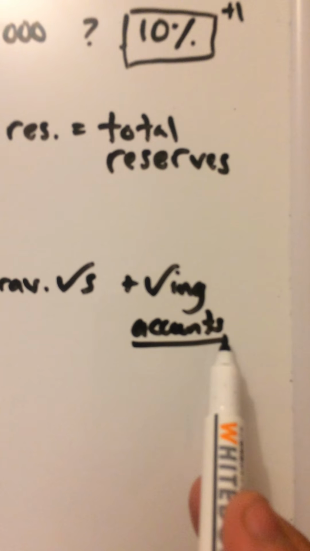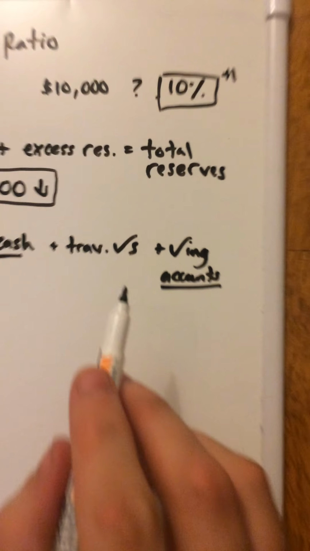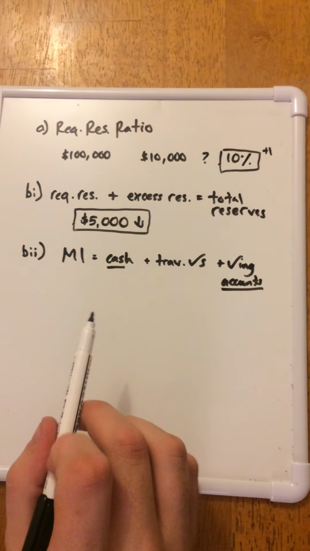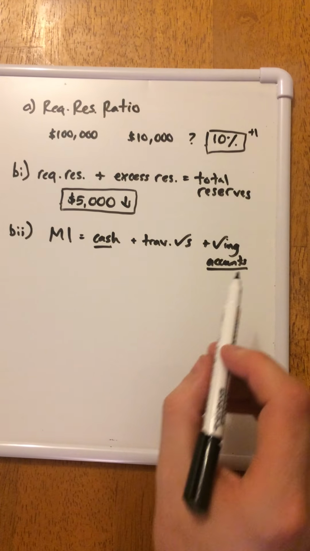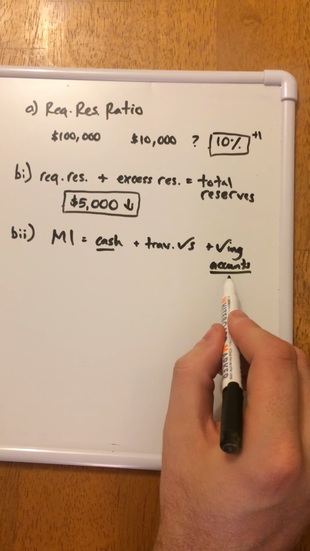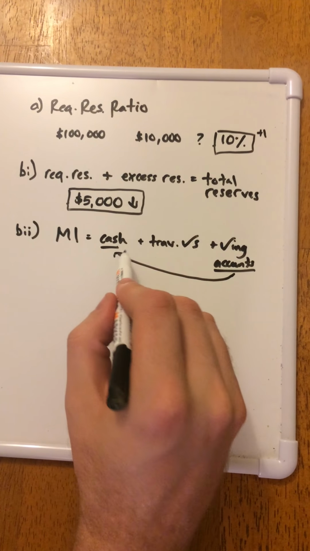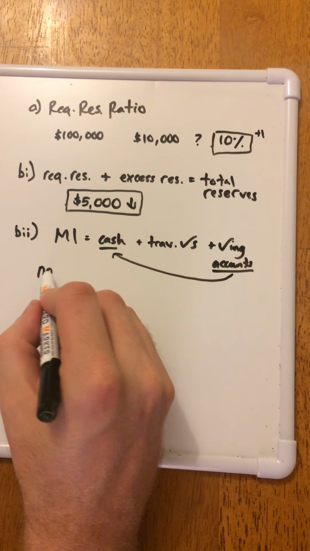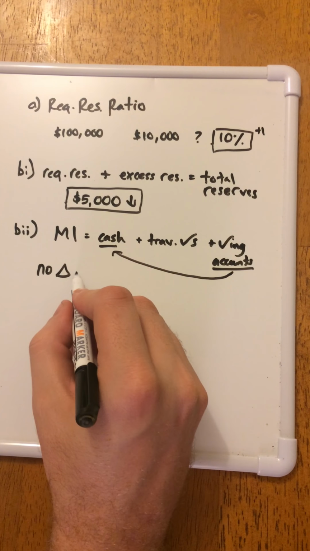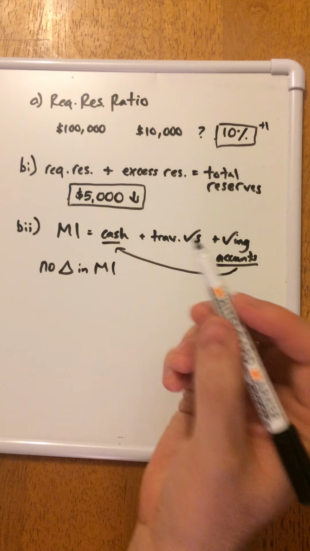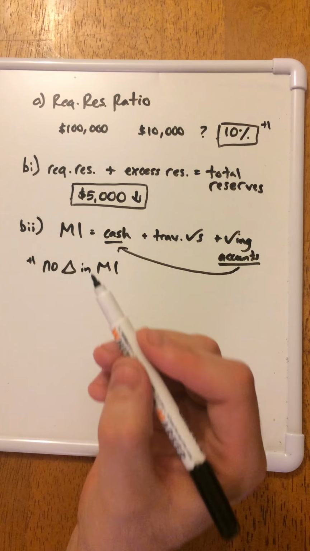Cash and checking accounts are both included in M1. So if a customer takes $5,000 out of a checking account and takes it as cash, there is no change in the M1 money supply. That gives us our first point.